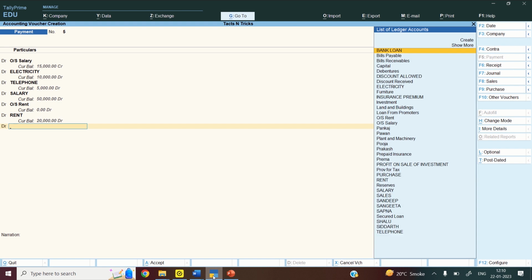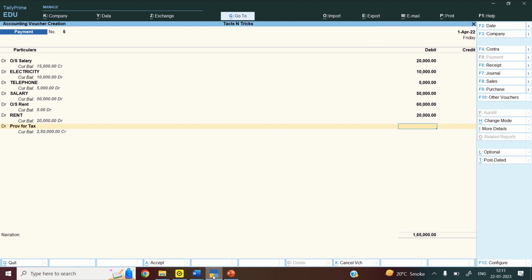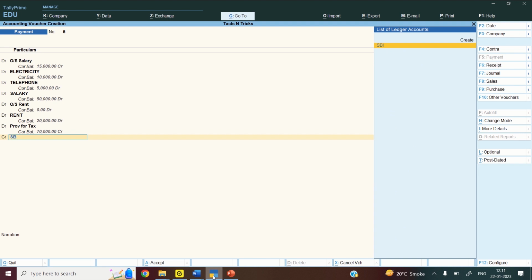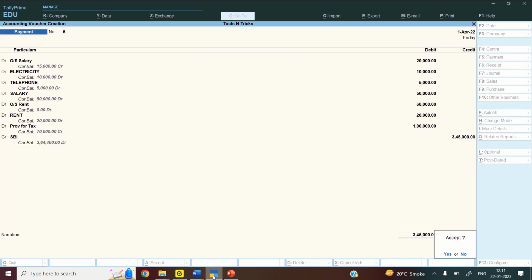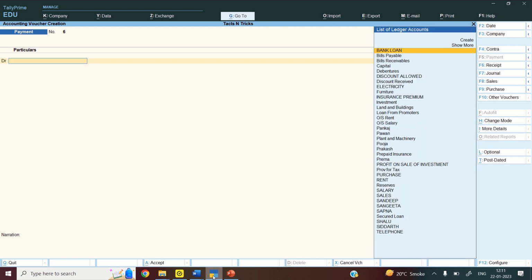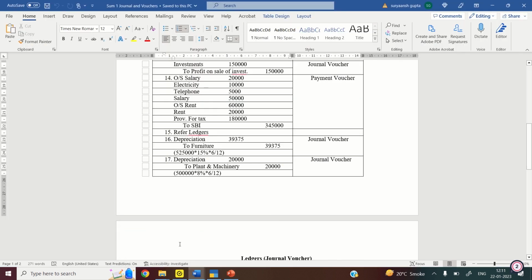Debit. Now you have paid the tax for the last year. So instead of tax, I will write here provision for tax. And how much tax have you paid for this year? 1,80,000. And all these payments are made via SBI. So this will be your complete journal entry, which will come into the payment voucher. Okay. Now talking about the 15th point, we will prepare the ledgers for it, which I will show you later, because for the 15th point, the closing balances of outstanding salary, provision for tax and outstanding rent are given to us. So we will treat it later on.